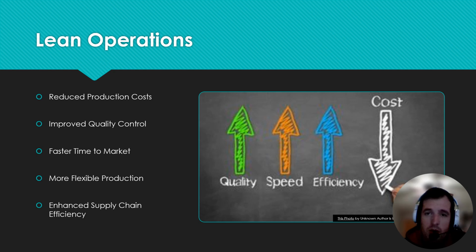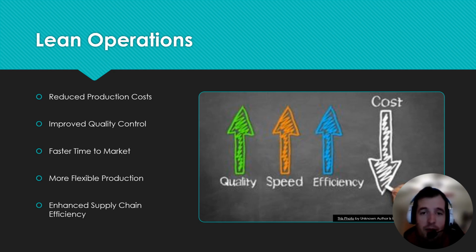Lean principles focus on minimizing waste in all of its forms. So, for example, overproduction, excess inventory, waiting time, and defects. By applying these principles, Tesla could further reduce unnecessary costs in its manufacturing processes, improving its profit margins. Lean emphasizes continuous improvement and quality at every step of the process. By identifying and eliminating defects early in the production process, Tesla could improve the reliability and quality of its vehicles, enhancing customer satisfaction and reducing warranty costs.